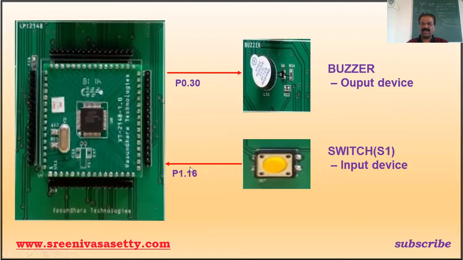We have to configure P1.16 as input and P0.30 as output. By default, port 0 as well as port 1 are configured as input, so there is no need to configure explicitly if it is input. But if it is output, how do we configure it? By default, the IO direction register contains zeros. If it is 0, it is input; if it is 1, output. Therefore, by default, the content of IODIR equals 0, so no need to configure explicitly for an input device.